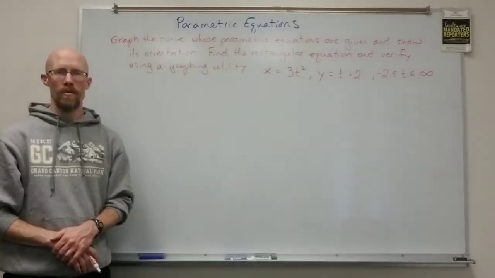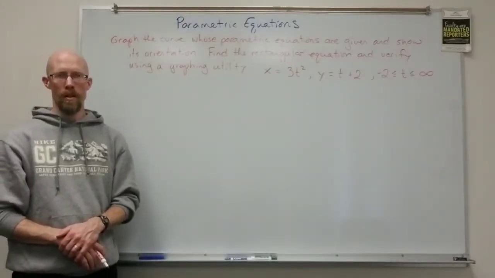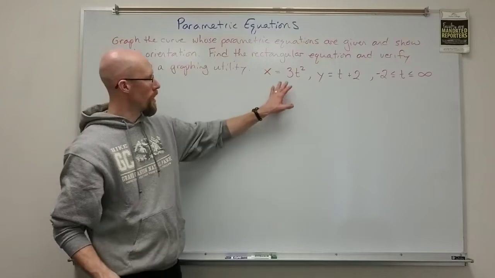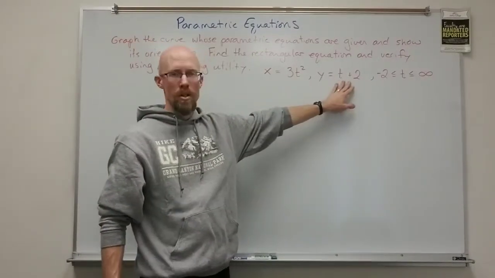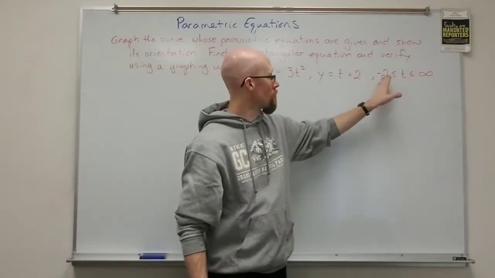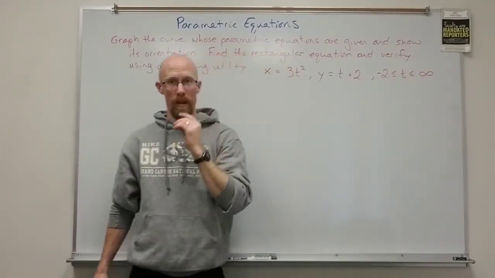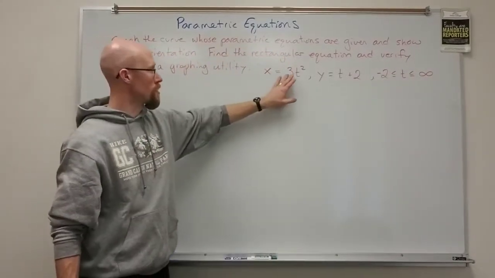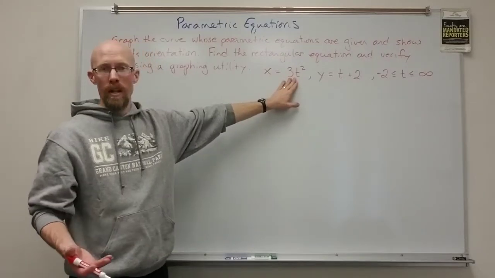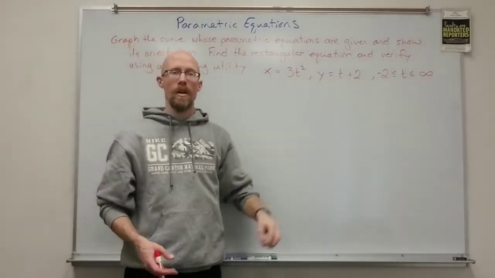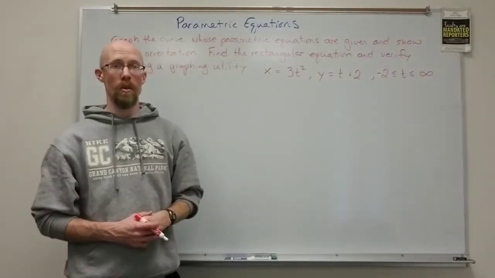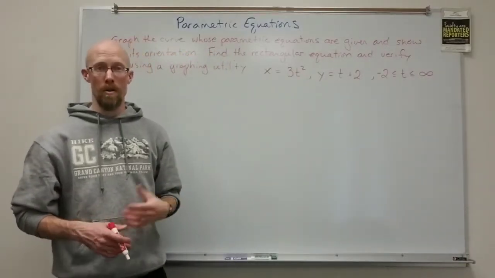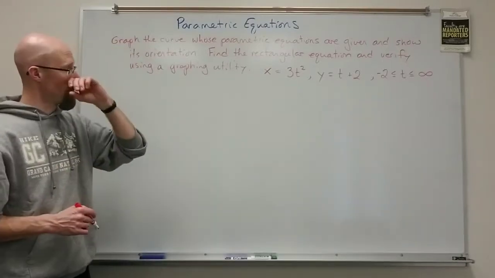And so here I have an interesting example of a parametric equation. I've got x equals 3t squared and y equals t plus 2, and I've got t ranging from -2 to infinity. One of these functions is quadratic in nature, the other is linear. That does give me some idea that perhaps this graph is going to be a parabola or something curved anyway because of the square in there.